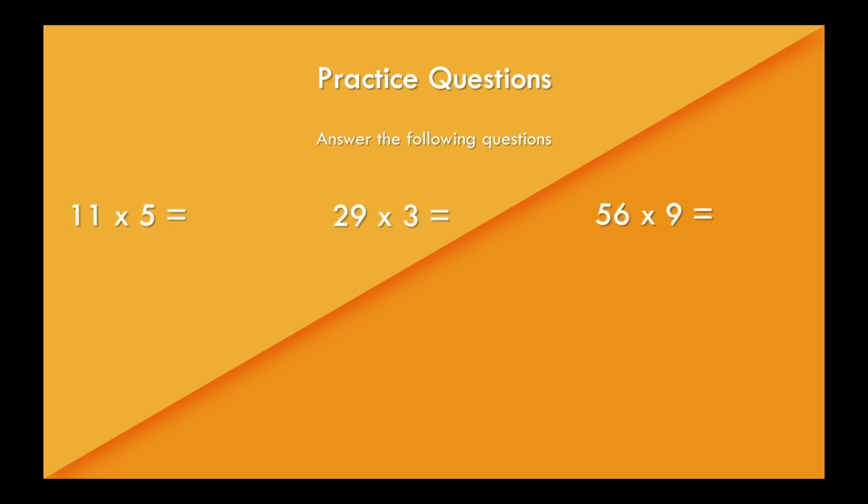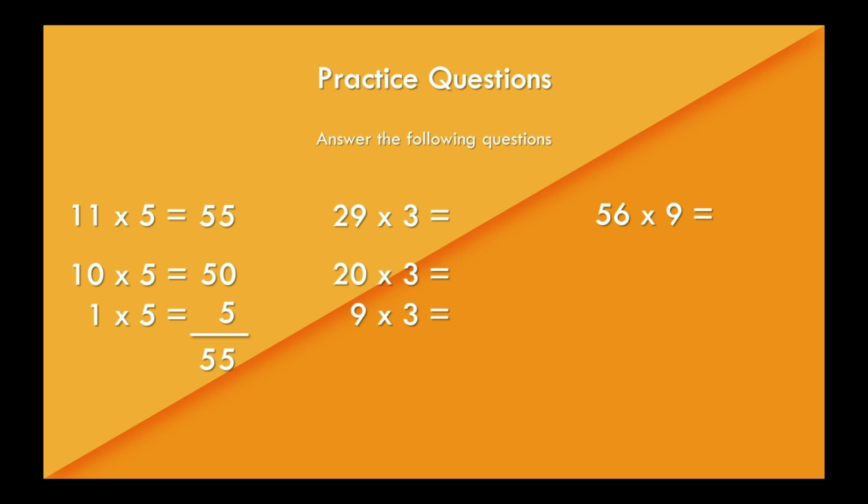Now for the splitting method. Take the first question. We split 11 into 10 and 1, and take 5 as is. We do 10 times 5, which gives us 50, and 1 times 5 giving us 5. Adding them together gives us 55.